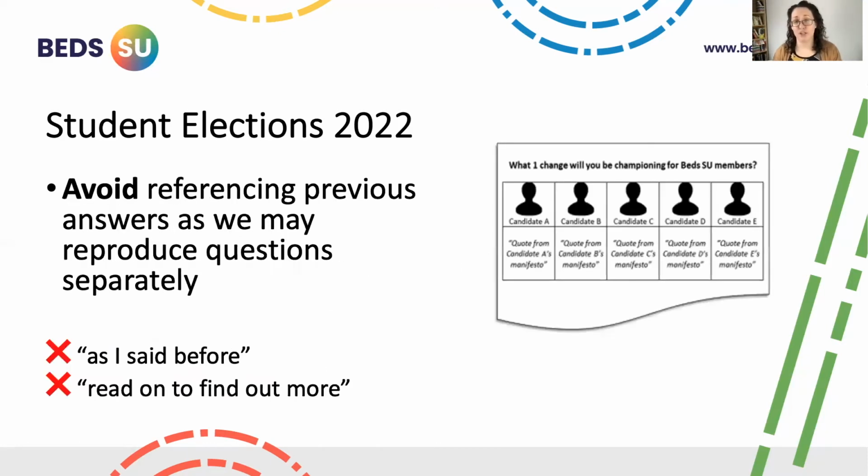I also recommend that you avoid referencing previous answers because we do lift out some of your answers to use in different bits of publicity, such as this example here. We might take out everyone's answer to question 1 and compare them next to each other so that voters can see what's going on there. So avoid using phrases like, as I said before, or saying read on to find out more, because they might not be displayed as question 1, 2, and 3 when the voters look at them.